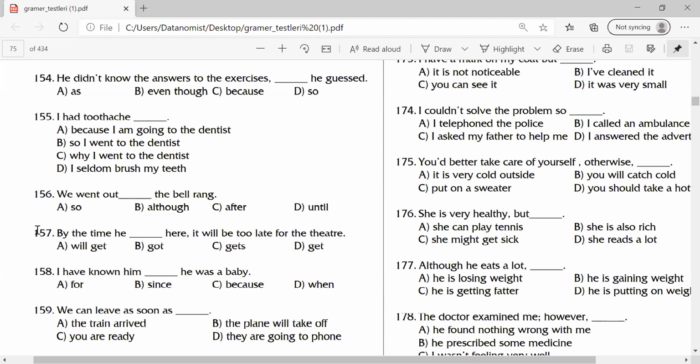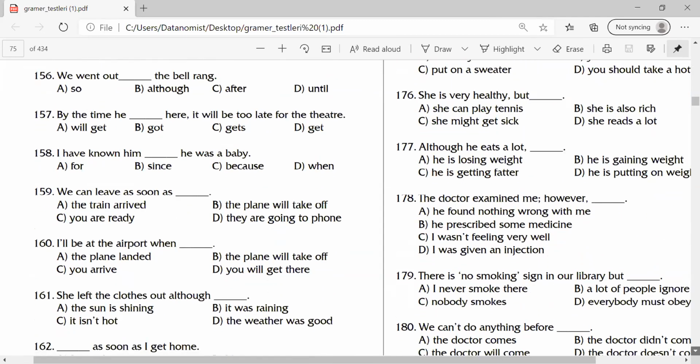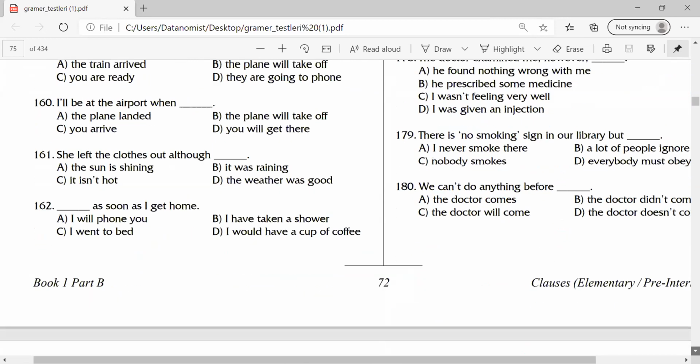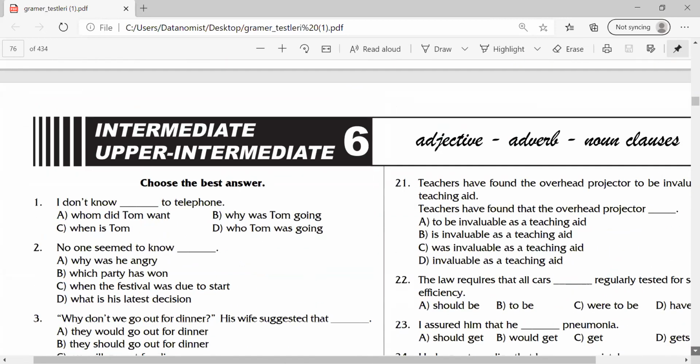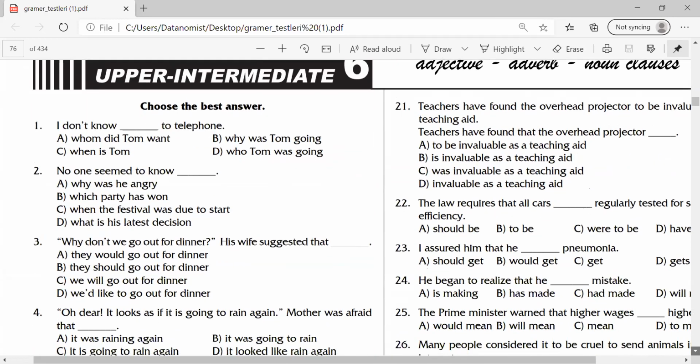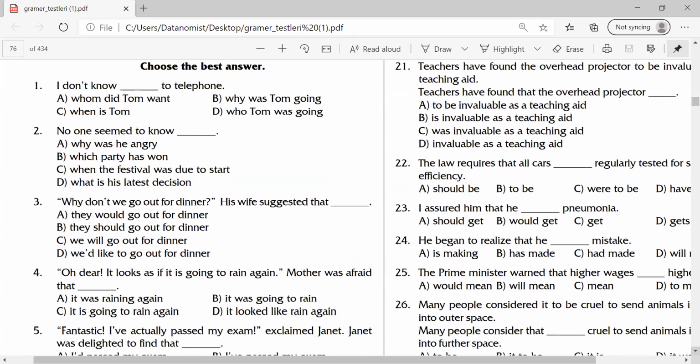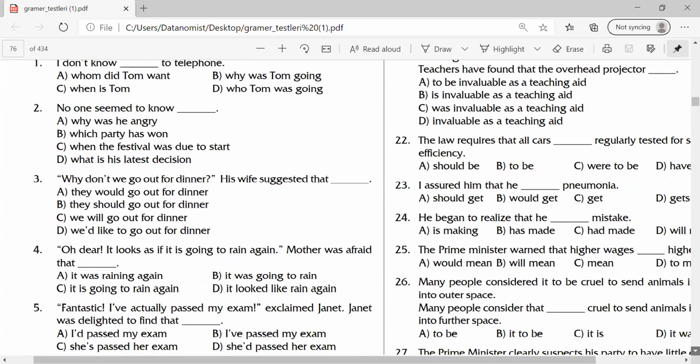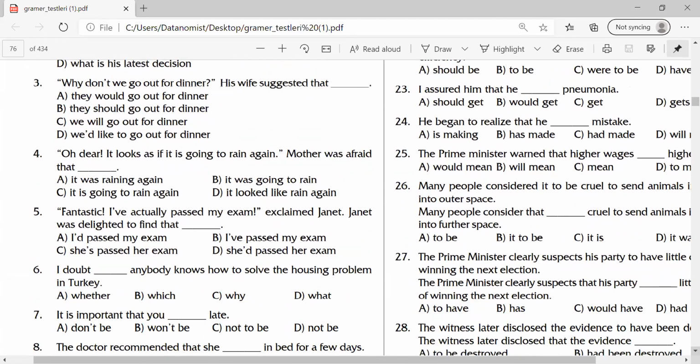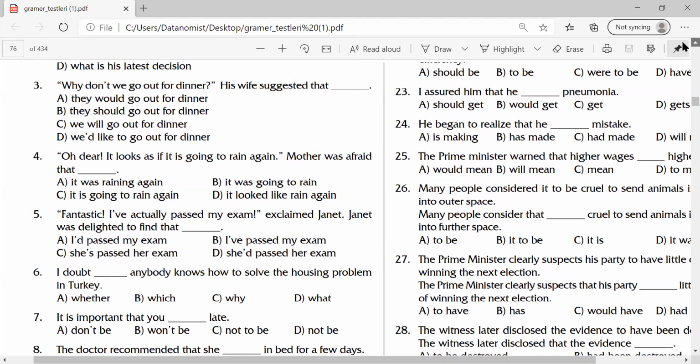I'm talking about 157: by the time he dash here, it will be too late for the theater. By the time, because this is future, he gets. Okay, yes. So this is the way you're going to be tested. Same continuation in this one. Now look at this. Try this: 1, 2, 3. I'll join you.